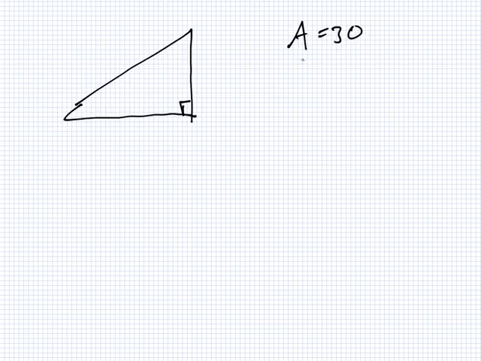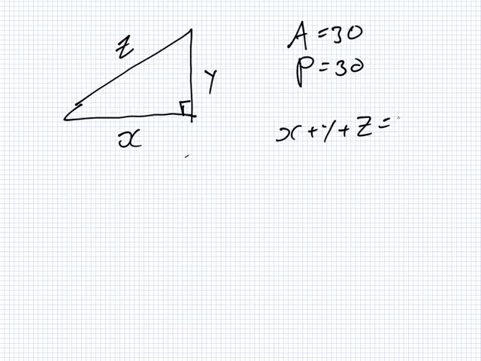Okay. So, in this question here, we have a right angled triangle, and we're told that the area is 30. Okay. So the area is 30, and the perimeter is 30. Okay, so what you have here, this is x, this is y, and this is z, and the perimeter means x plus y plus z. So you know that x plus y plus z equals 30.